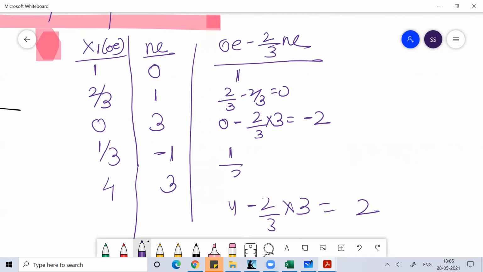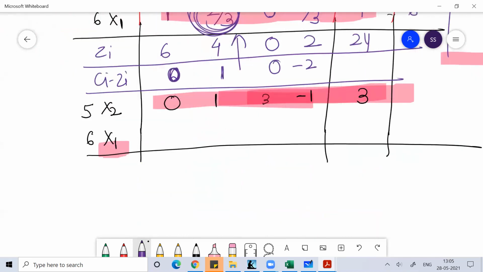This is 1 by 2 plus 2 by 3. That would be 1, 1, 0. This would be 1, 0, 1, 0, minus 2, 1, 0, minus 2, 1 and 2.